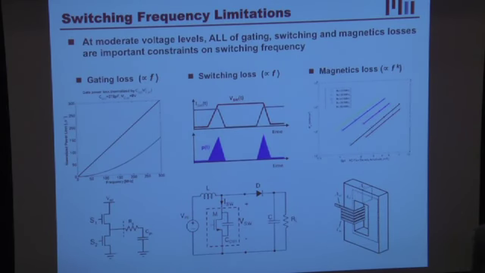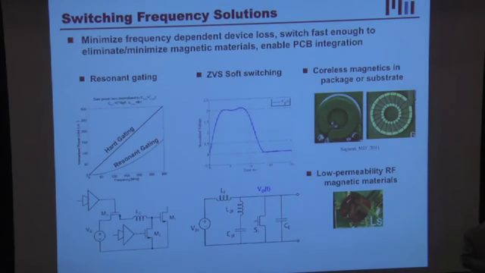So as we said, we have both semiconductor losses and magnetic losses to contend with. And in this range, we're talking tens of volts. Both the gating loss and the switching loss in the device are quite important. And the magnetic loss is also a major constraint and also prevents integrated design. So to address these, we use some of these techniques.